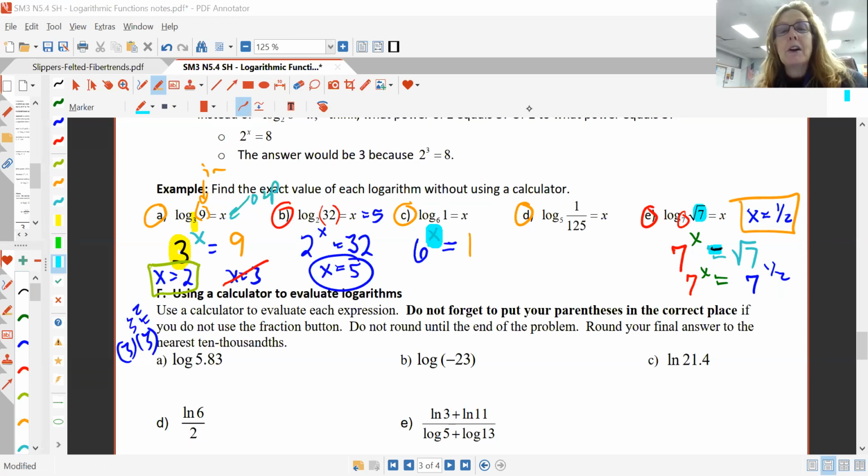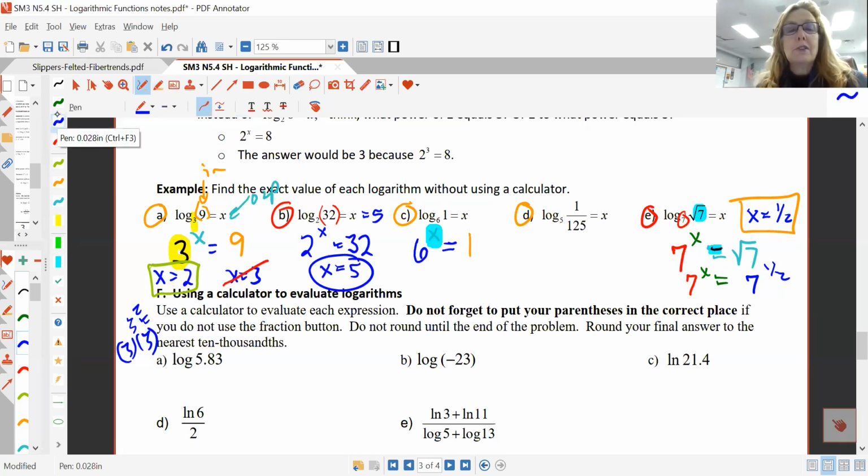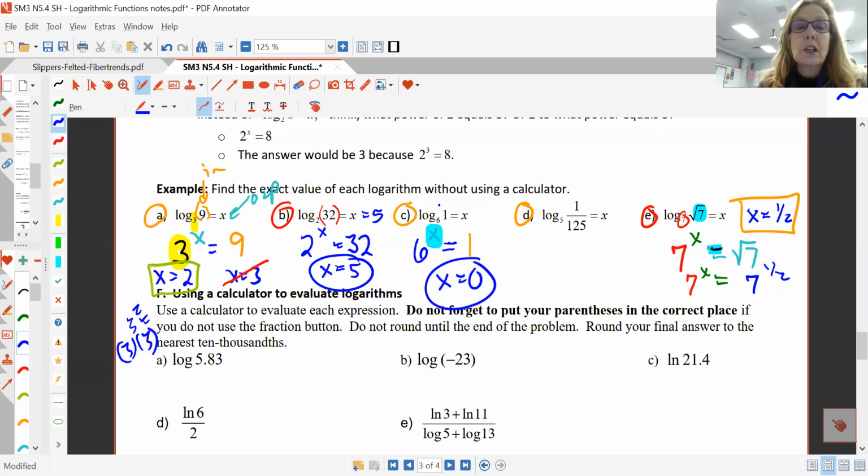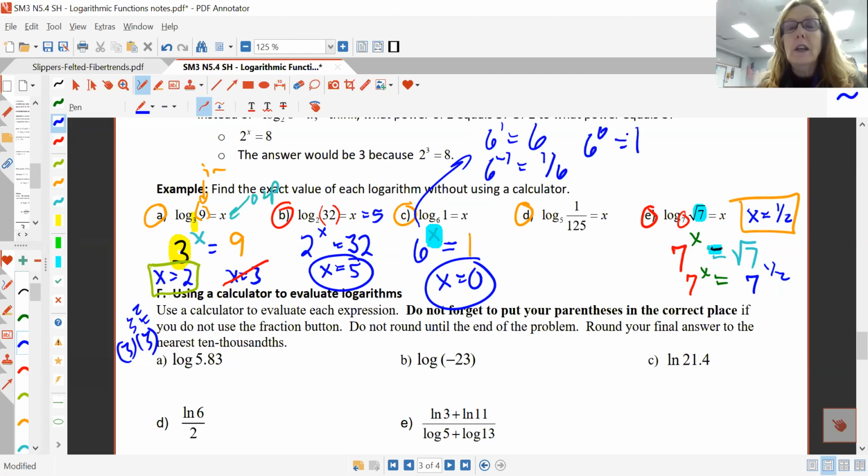And the only power that returns a value of 1 is 0. So that is actually a defined number. Hopefully I did get a couple different answers on this too, but x has to be 0. Okay. Let's just look at it. You don't have to write this down, but 6 to the 1 is 6. 6 to the negative 1 is 1/6. 6 to the 0 is 1. So anytime we get an answer of 1, then my exponent has to be 0 to make that happen, okay?